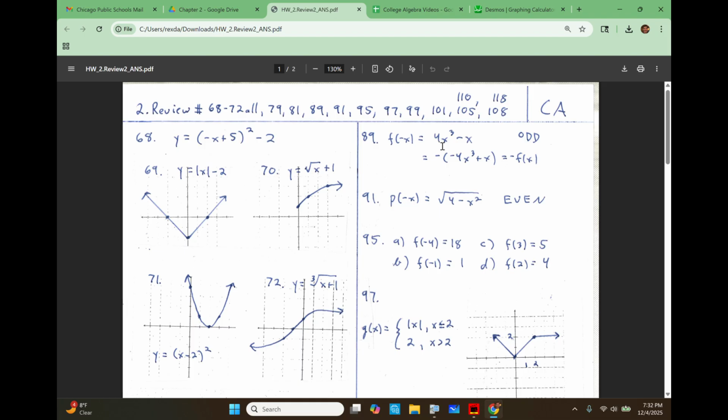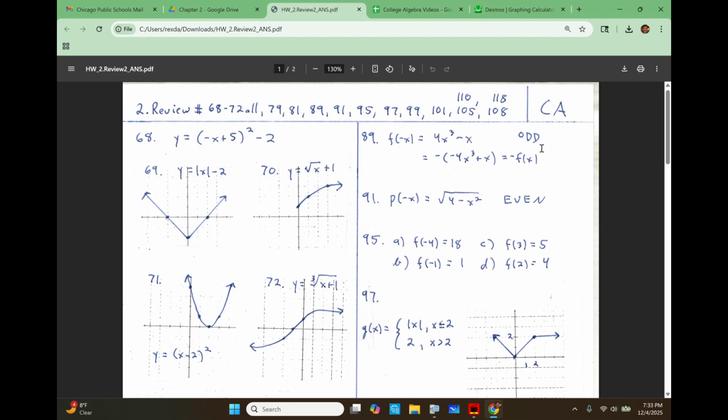Because if I put a negative x into negative 4x cubed plus x, that negative x cubed is going to be negative on the outside. So negative negative is positive 4x cubed. And then plus a negative x is just minus x. So if you notice, both things change sign. I can factor a negative 1 out. And so f of negative x is the negative of the original function. F of negative x equals the negative of f of x, proving that that is an odd function, symmetric about the origin.